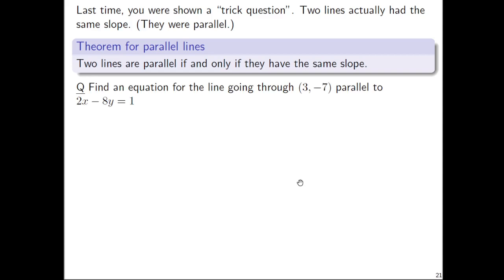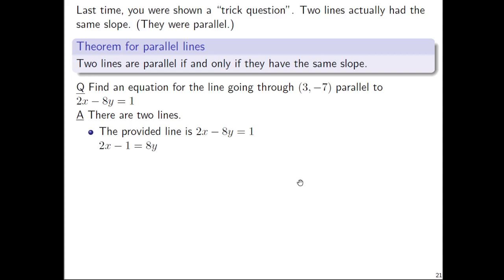So let's look at this. Find an equation for the line going through the point 3 comma negative 7, which is parallel to the line 2x minus 8y equals 1. So there's actually two lines in this question. There's the line whose equation we're given, 2x minus 8y equals 1, and then another line that we need to find an equation for. There are two lines. The provided line is 2x minus 8y equals 1. Okay, let's take that line and start manipulating.